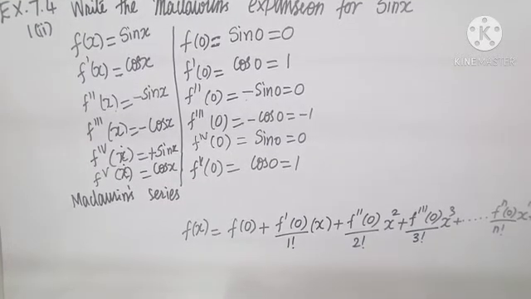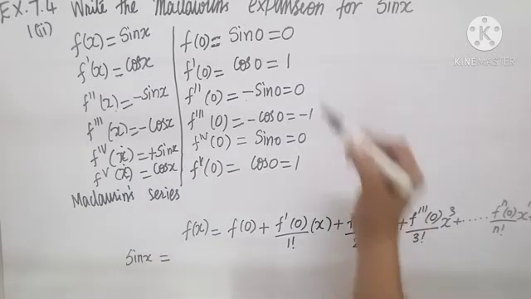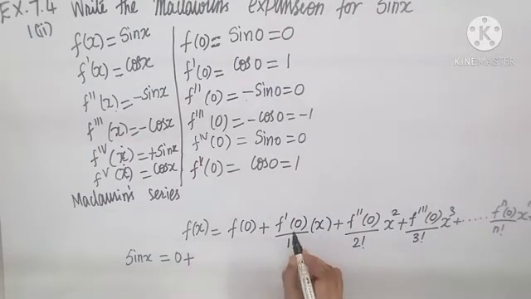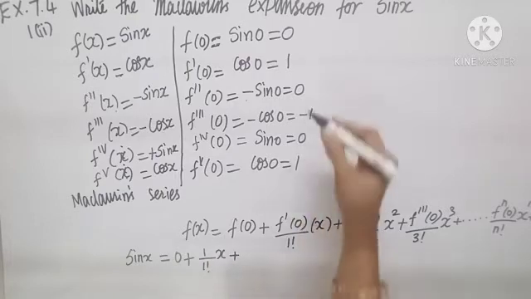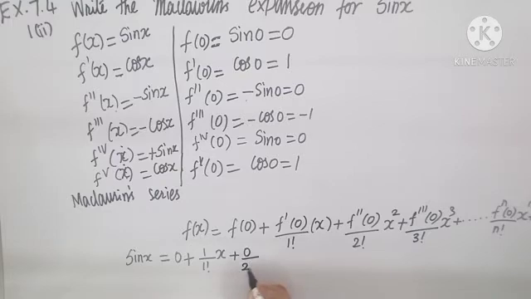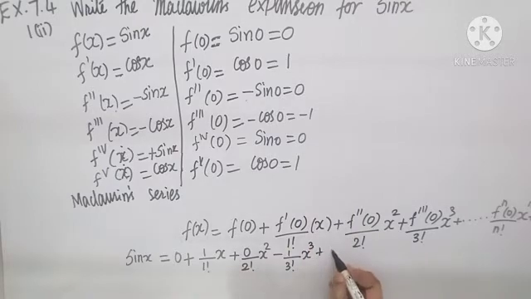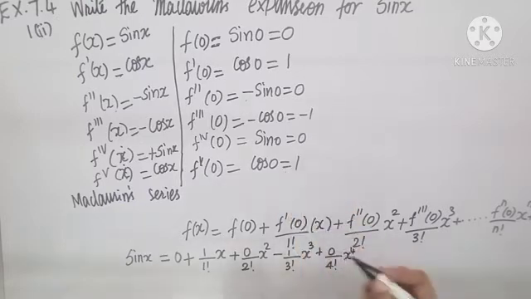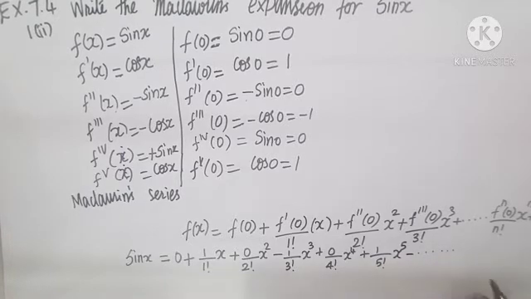What is f of x? It is sin x equals to f of 0, the value is 0. F dash of 0, it is 1 by 1 factorial into x. Double dash, it is 0 by 2 factorial into x square. Triple dash, it is minus 1 by 3 factorial into x cube. Fourth derivative, 0 by 4 factorial into x power 4. Fifth derivative, plus 1 by 5 factorial into x power 5, and so on.